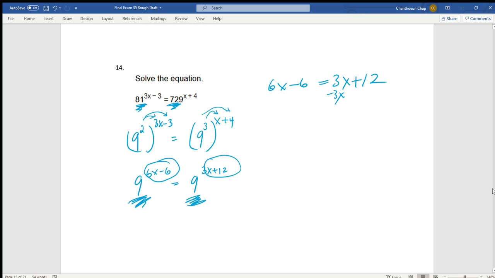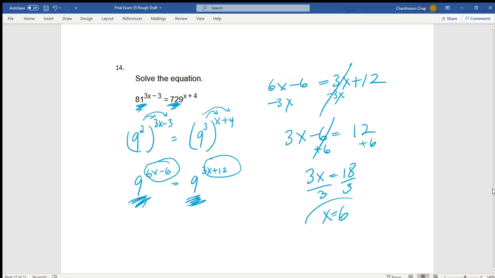Let's subtract 3x from both sides. That gives me 3x minus 6 equals 12. Let's add that 6 to both sides. 3x equals 18. And now we can divide both sides by 3. x is equal to 6. Now if you're not sure, you can plug in that 6 for the x and double check with the calculator to make sure both sides are the same, and they are.